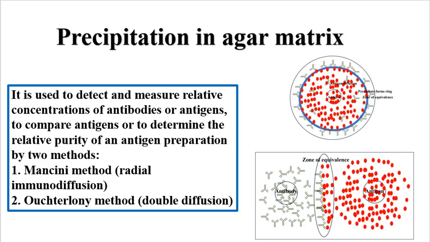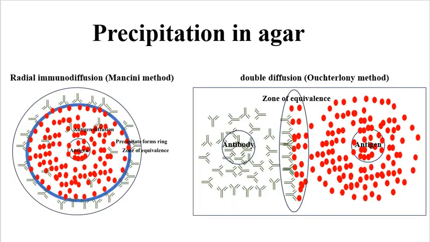So precipitation also can be done in a solid agar matrix, and it is used to detect and measure relative concentrations of antibodies or antigens, to compare antigens, or to determine the relative purity of an antigen preparation by 2 methods: the Mancini method, which is radial immunodiffusion, and the Ouchterlony method, which is the double diffusion precipitation method.